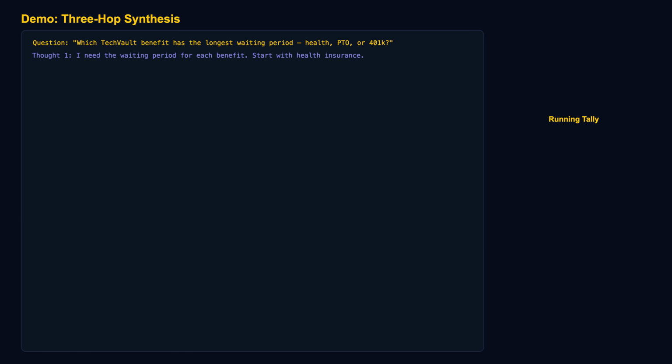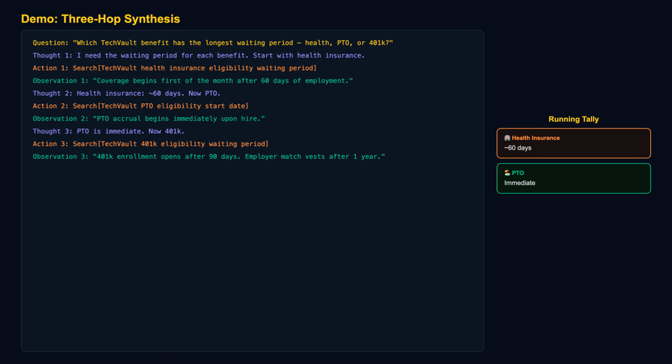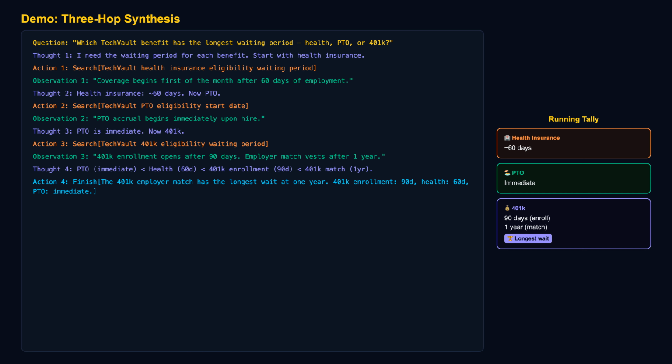Now let's push it further. Three benefits, three searches. Health insurance first, 60 days. PTO next, immediate. Now 401k, 90 days to enroll, 1 year for the match. The agent builds a running comparison as it goes. Longest wait, the 401k match at 1 year. No single search could have answered this. Three decomposed subqueries, then synthesis.